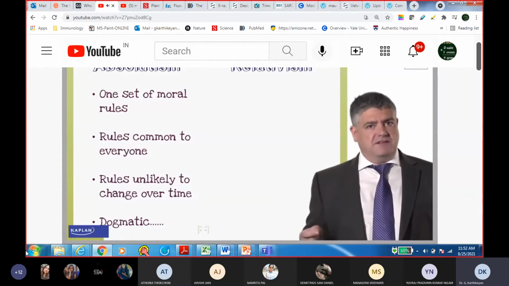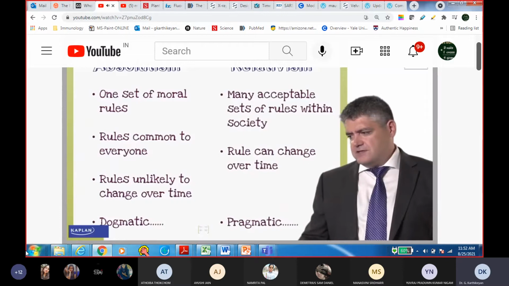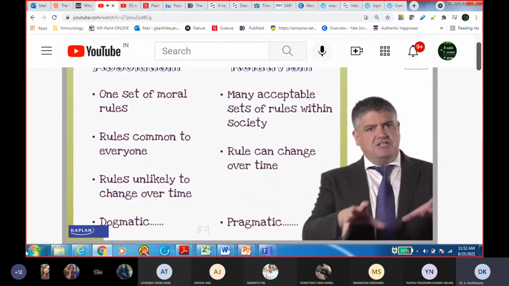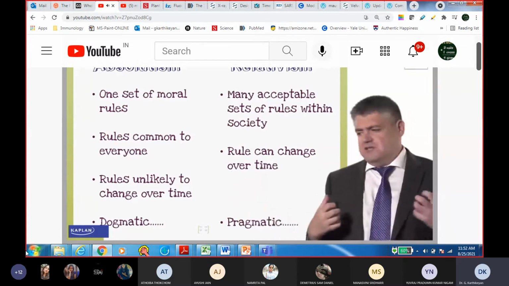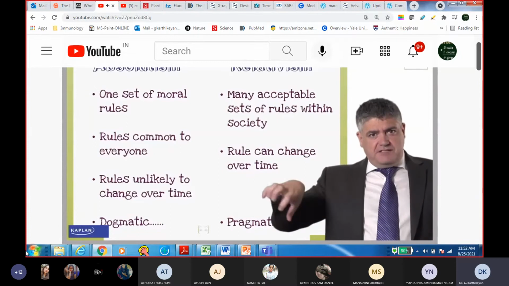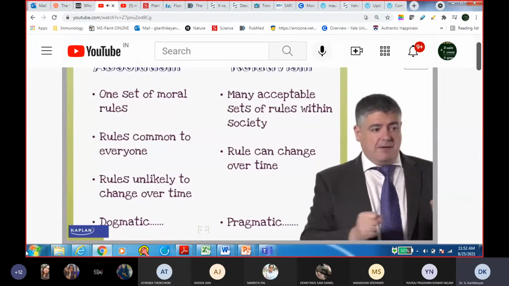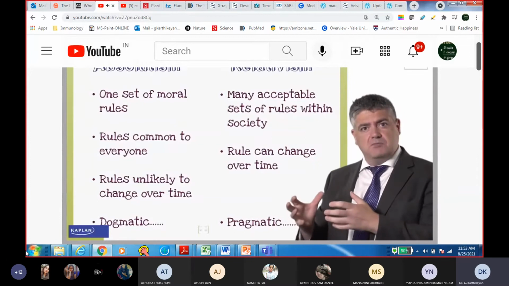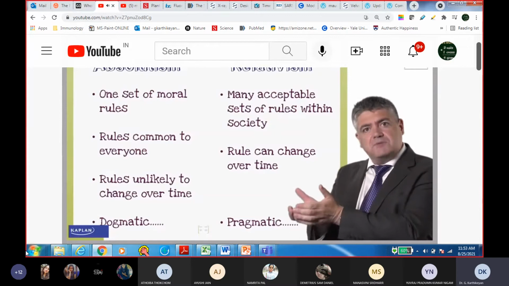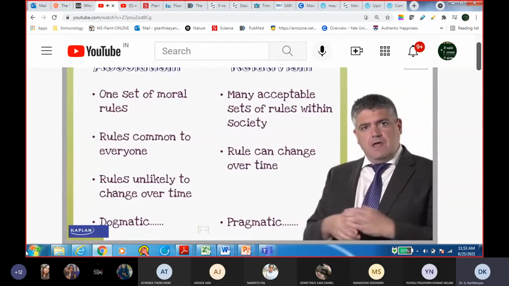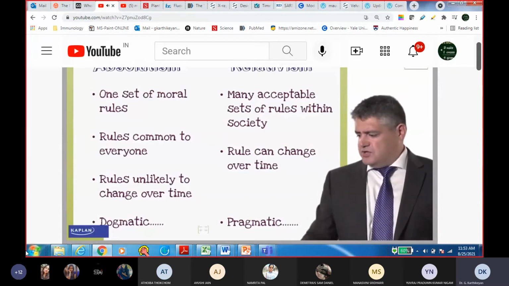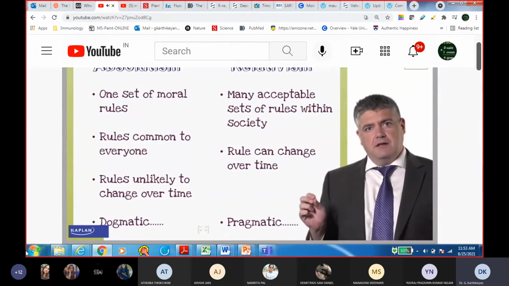Let's look at the other side, relativist. Now, a relativist would believe that there are many sets of acceptable rules in society, and those rules can change depending on situations or depending on time. So the rules can change over time. So these are 2 very, very different positions. And in an exam, it can actually be quite straightforward to pick someone who's adopting an absolutist position compared to someone who's adopting a relativist position. If I'm a relativist, I could say that you're adopting a pragmatic position. So what about those 2 words, dogmatic and pragmatic?